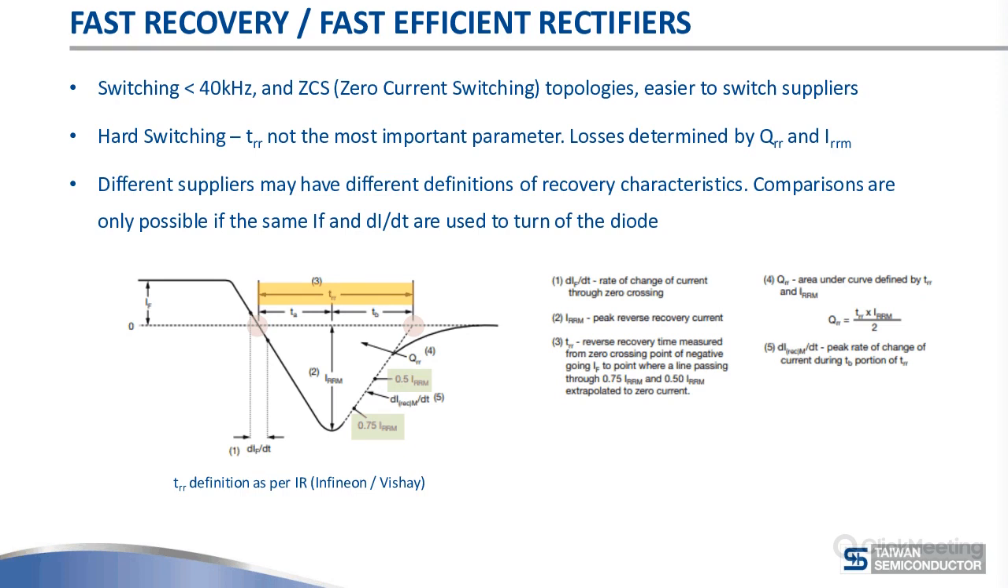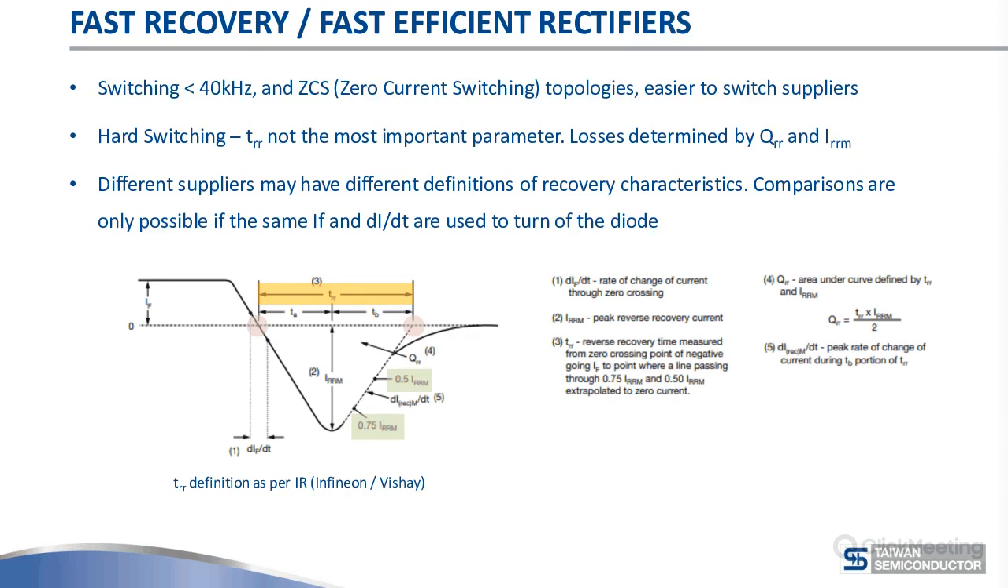At the moment, however, hard switching is becoming more and more prevalent, and in this condition, of course, this test circuit is completely inadequate. TRR is also not the most important parameter in a hard switching circuit. The losses are more determined by QRR and the peak reverse current.